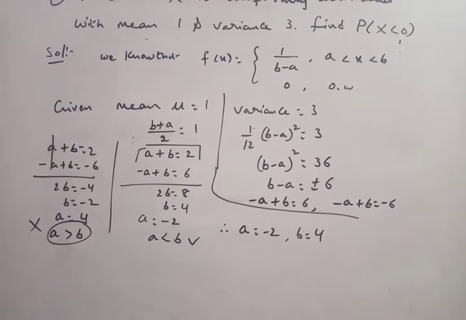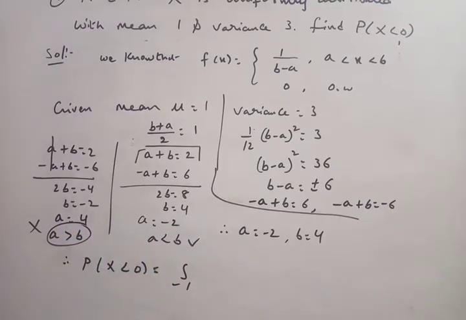So therefore, P of x less than 0. What is the formula we have? Integral from a to 0. What is a value, ma? a is minus 2. Okay. So a is what? a is minus 2. Sorry, ma. Minus 2 to 0. Correct?